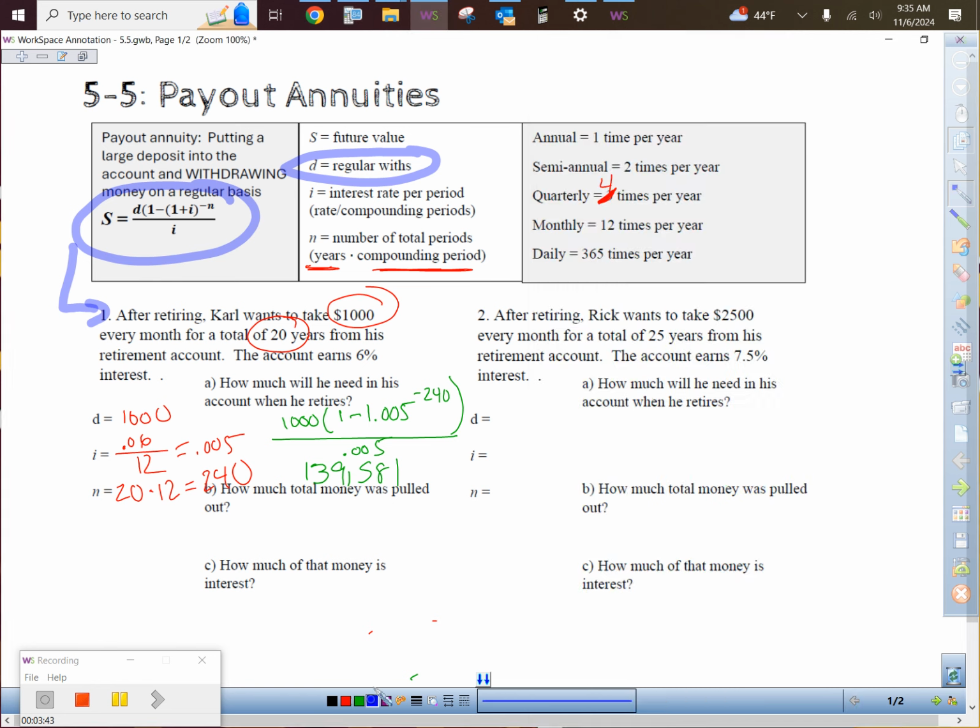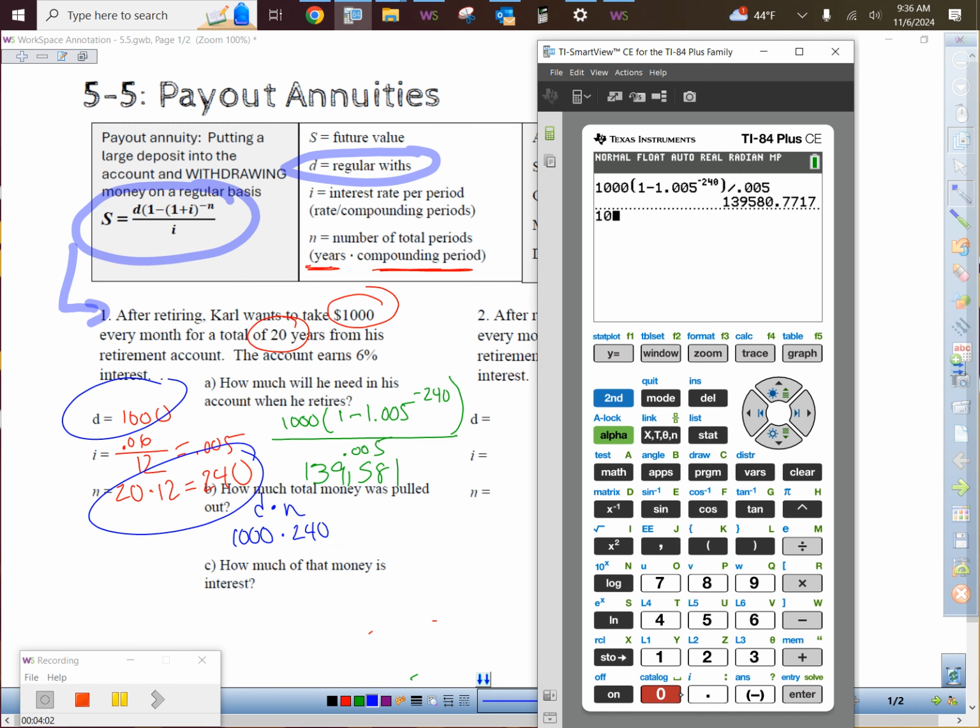Put yourself a little help right here. That answer will be D times N. How we figure that out is you got D right here, you got N right here, right? So he wants $1,000 to come out of his account every time, and he wants to do that for 20 years. So every month that would be 240 times. So if we punch that in, 1,000 times 240, boom. He's going to take out $240,000.